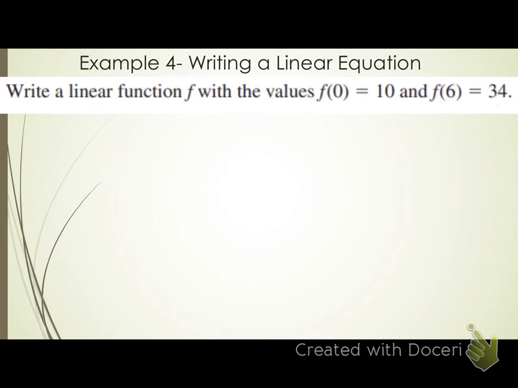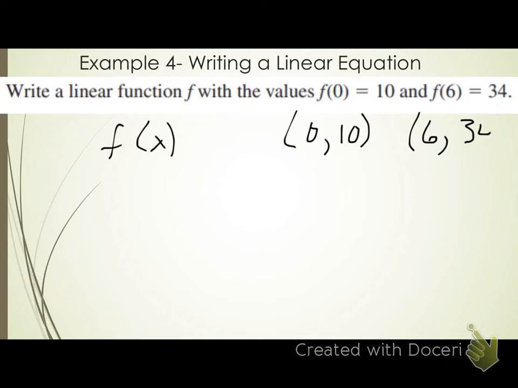So these just turn into ordered pairs. Usually we write f of x, so here they replace the x with 0. So I know that's my x value, and like we said, f of whatever equals that number is my y value. So my y value here is 10. What's my x value here? 6, because they replaced the x with 6. What's the corresponding y value? 34. So this just turns into a problem like my previous examples.